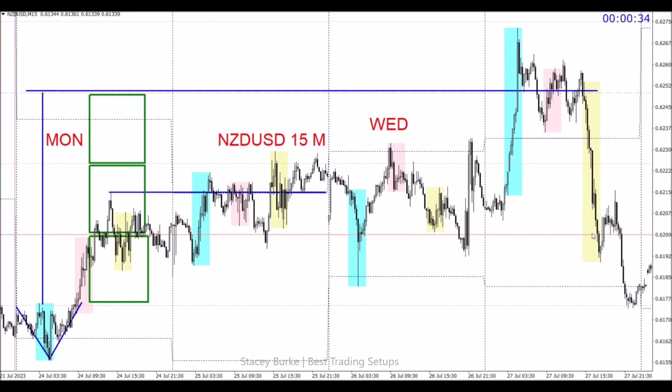Focus on these opportunities. Go back and study your charts. 3 levels, opening range, initial balance. Day 1, day 2, day 3.